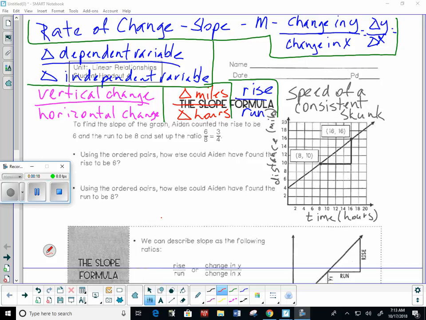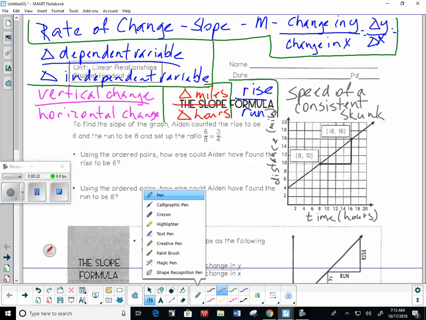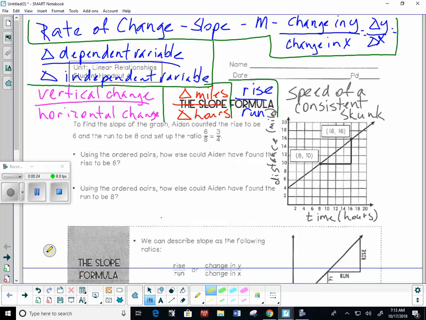We've talked about so far that the rate of change, or slope, in other words, slope, we use the variable m or the representation. We can say that is the change in y over the change in x. Here is our symbol, the delta symbol, change in y over change in x.